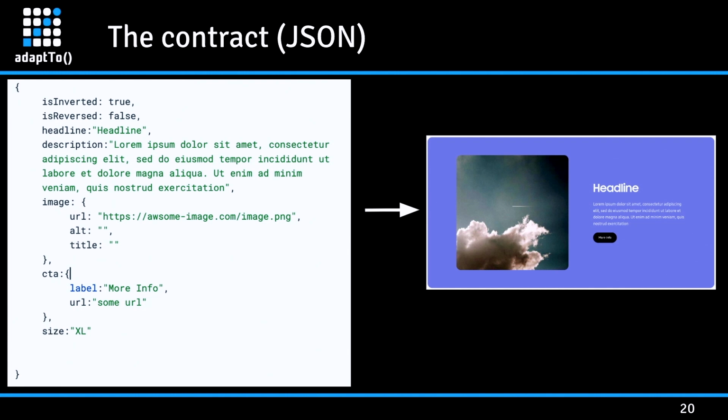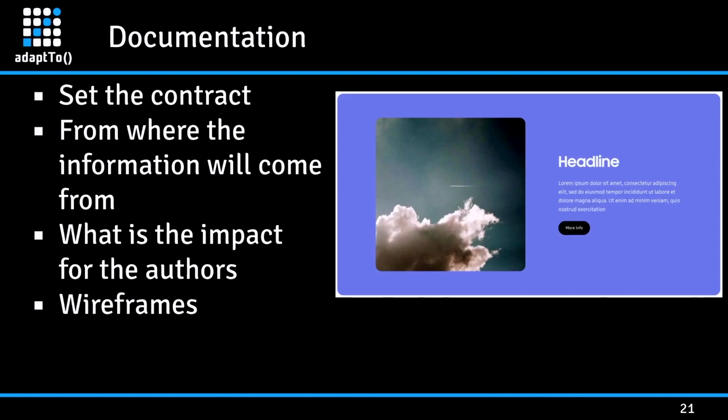And then we say, OK, you know what? The front-ender, for example, Camila, our front-ender, said, OK, Juan, you know what? I need a headline. I need a description. I need this flag like this. I need, we can create an image object and a CTA object and the size like this.